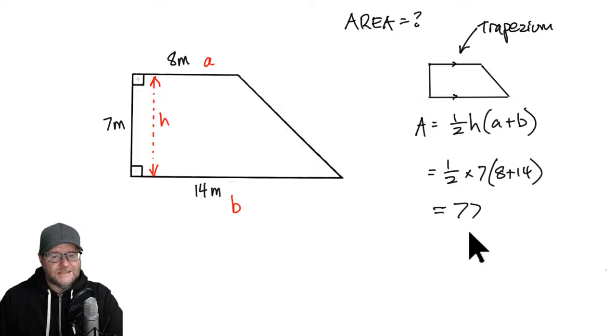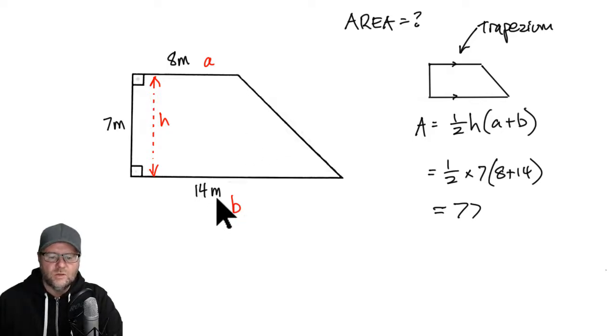Which is great. That's the area of my trapezium. But don't forget, area, the units are always squared. So my units were meters for all of these measurements, but it's an area, so it's meters squared.